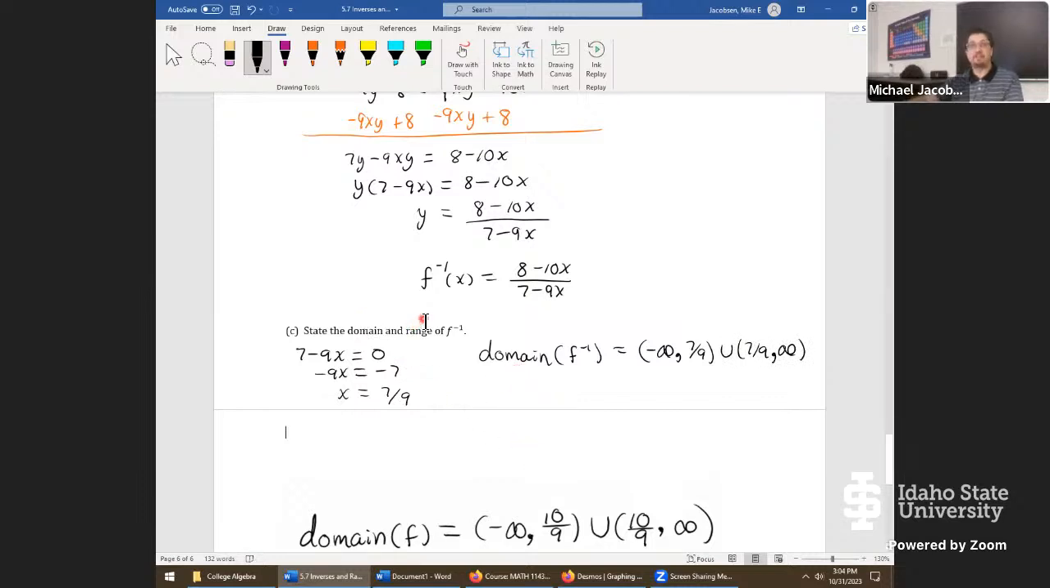Last, to get the range, we just use this formula again. Let me write it in purple since it's definitely a formula. Range of F inverse, we can write a little bit more compactly as range of F inverse. Think of the "of" as parentheses now. It's automatically the domain of F by formula. And so we can come down here, just look up what we said in part A, and write it in as negative infinity to 10/9 union 10/9 to positive infinity. So that gets us both domain and range in one shot for that inverse function.